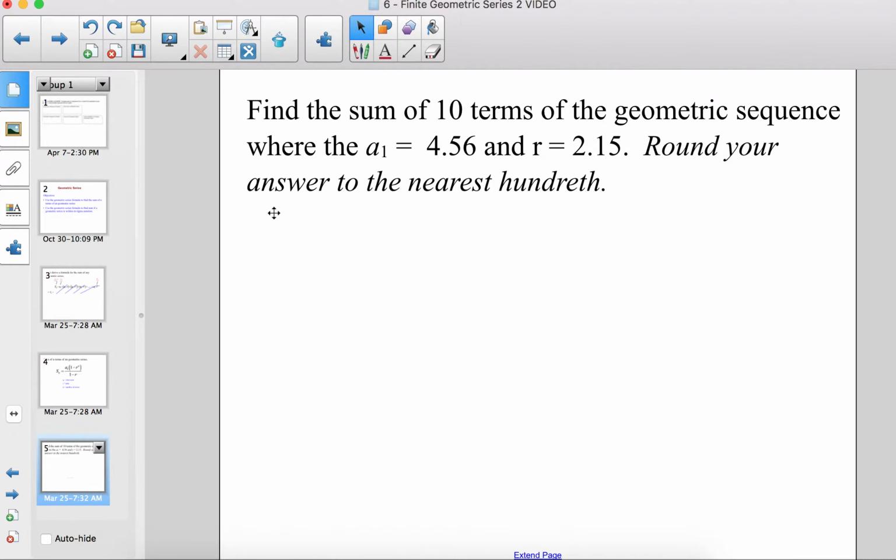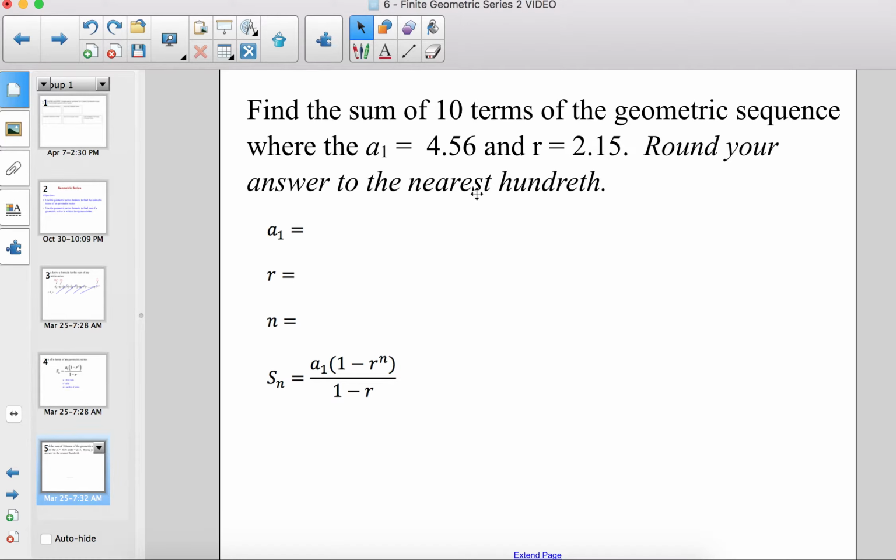So the first example says, find the sum of 10 terms of the geometric sequence where a sub 1 is this and r is this. All right, so we've done this in class before. What I like to do is list off the things I need. So here are the things I need. Here's the formula. I know I need a sub 1, r, and n. So these are the 3 things I'm going to find.